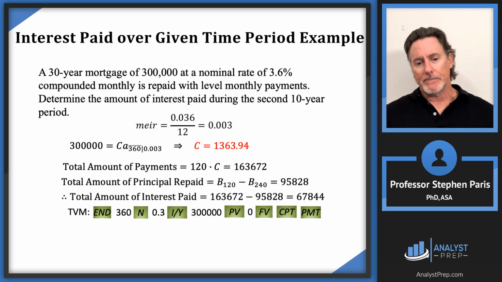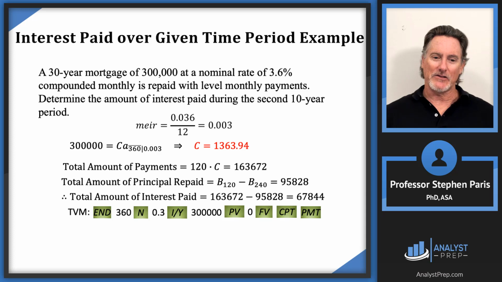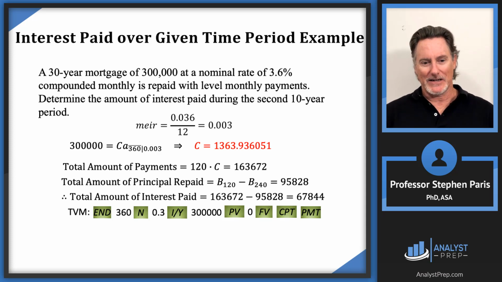Now, the payment does not come out as exactly $1,363.94. I think I got a payment of this amount, this long decimal. And so I didn't change the payment to $1,363.94.